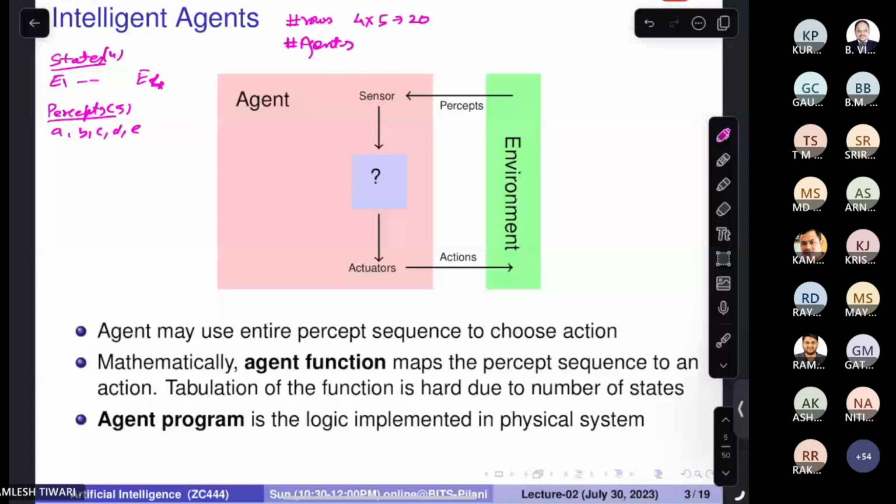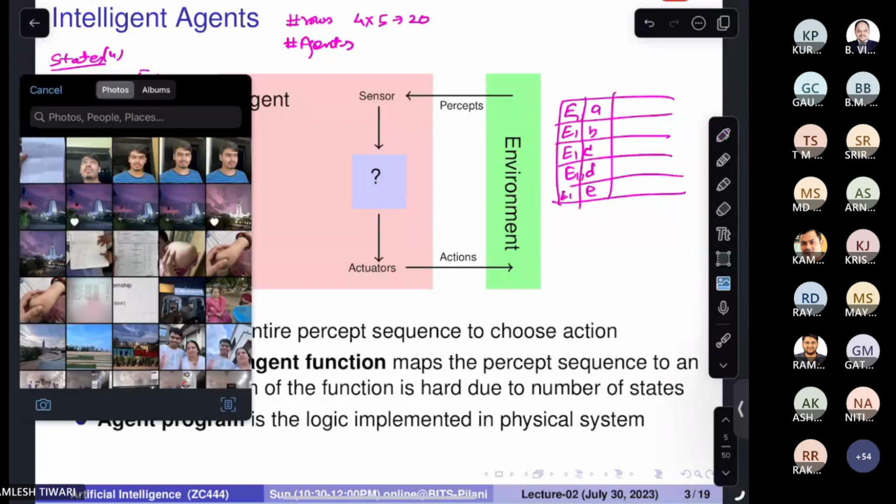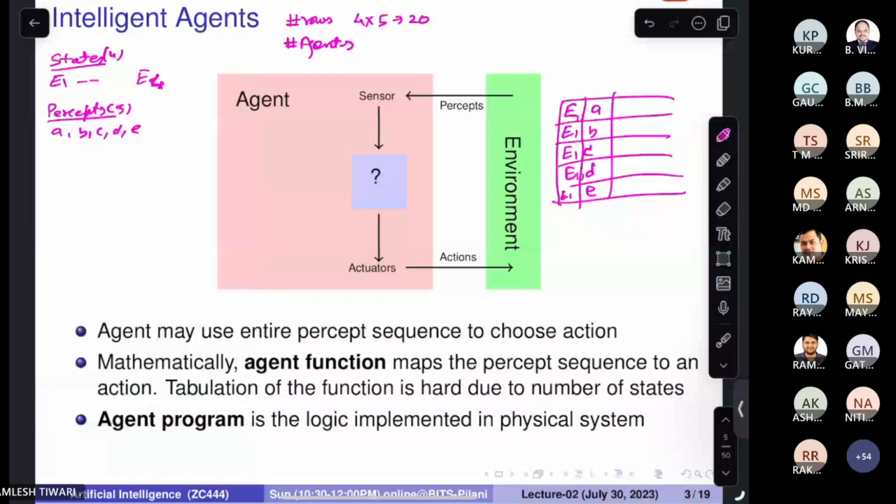I wanted to make a function that in this state, if the percept is A, in this state if the percept is B, in this state if the percept is C, in this state if the percept is D, E. So what I have to do? I have to tell what I have to do. So what is the action that I'm going to take? What action can I take? I can take the action over here.